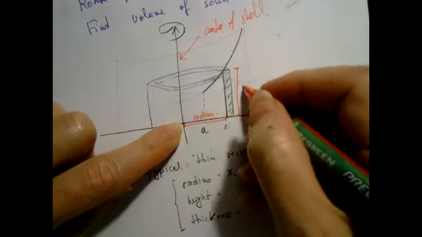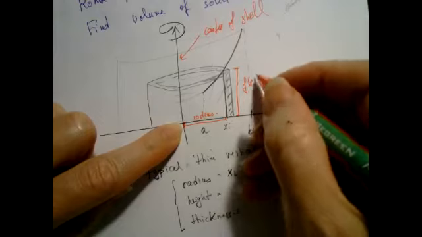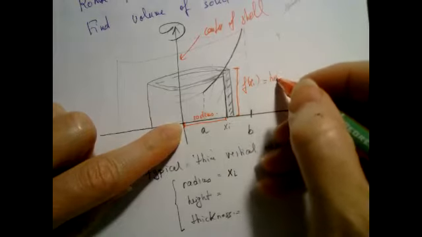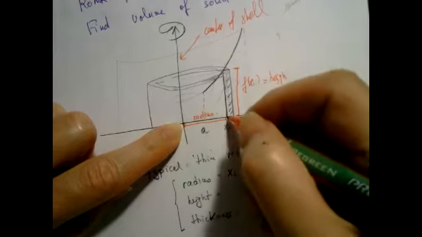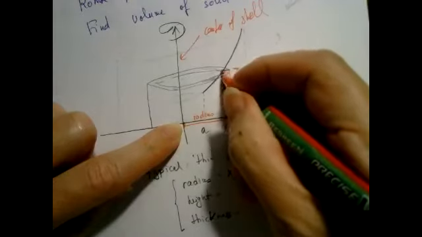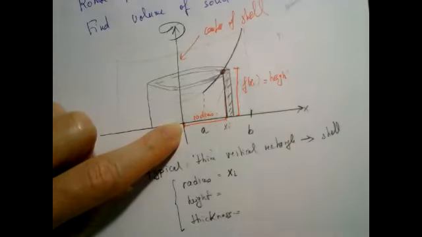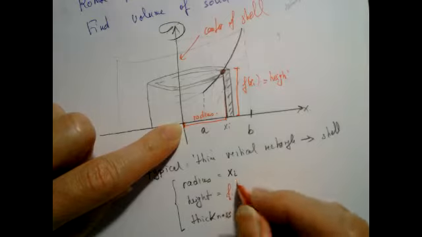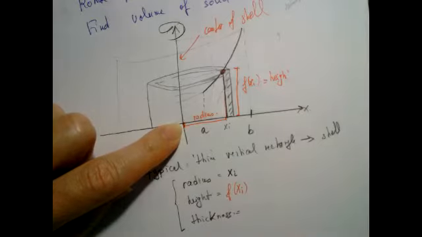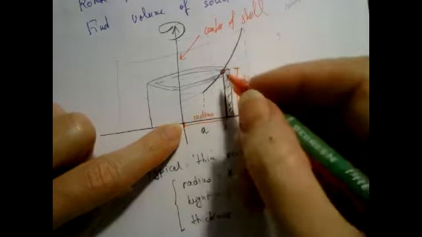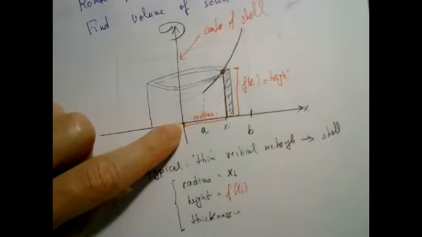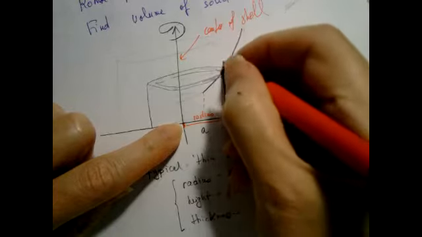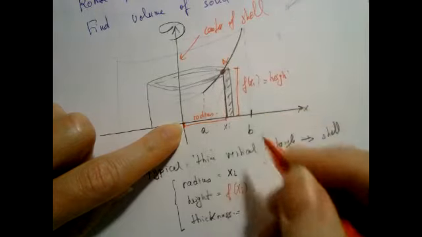F of xi, absolutely correct. That's the height, from here till you hit the curve. If the curve is f of x, that's the height. So f of xi. Finally, what's the thickness of the shell in this problem? What's the thickness? Delta x. That's the delta x.